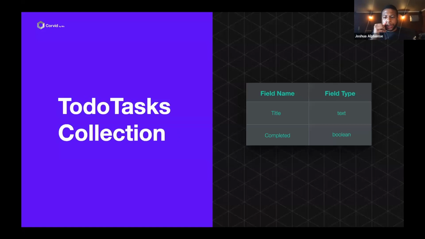So for our to-do tasks collection, we're going to create two fields. A field for the name of the task and another field to see if the task is completed or not. So in that case, our first field for the name would be text, and the second field for the completed task would be a Boolean. So it's true or false.